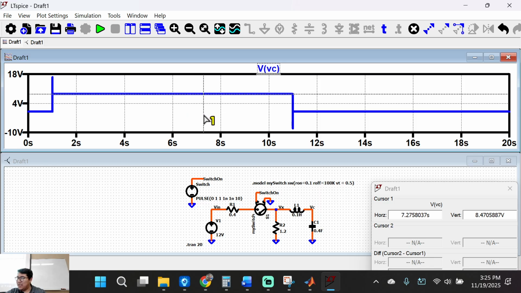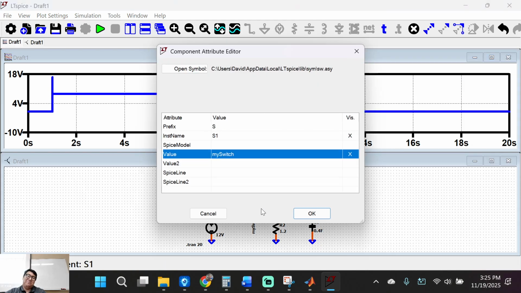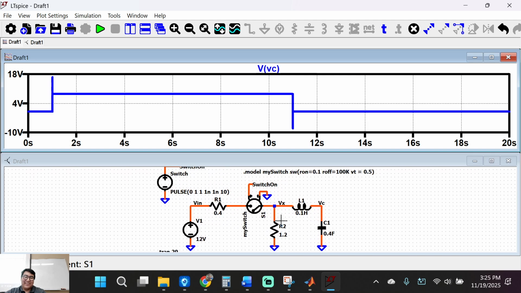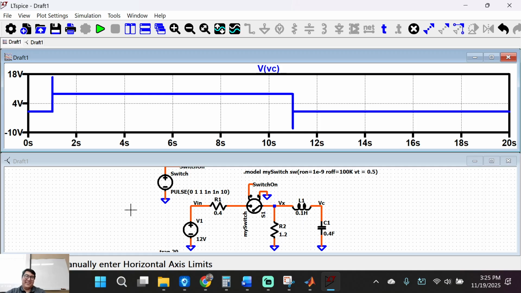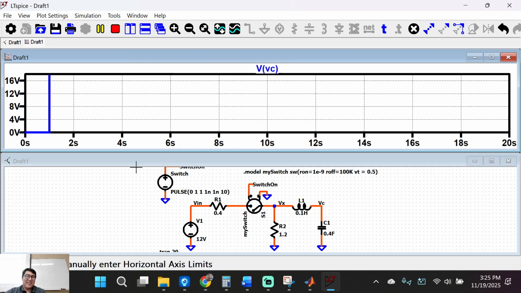8.47. That wasn't 9 volts. Did we calculate that correctly? Oh, you know what? This resistance is so finite. 1E minus 9. God, I'm so angry.